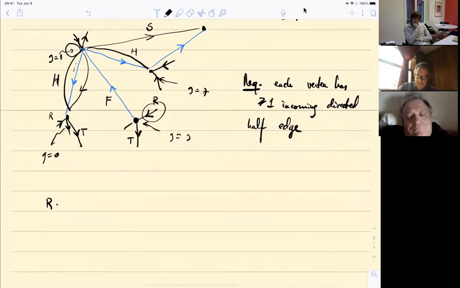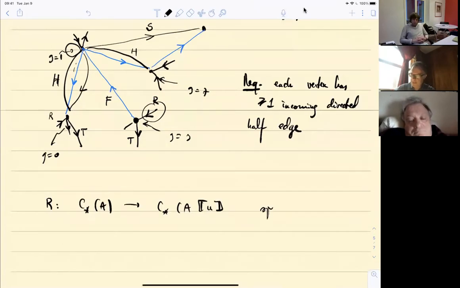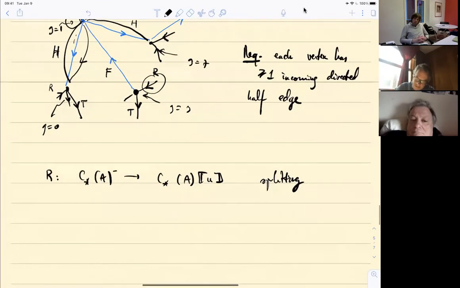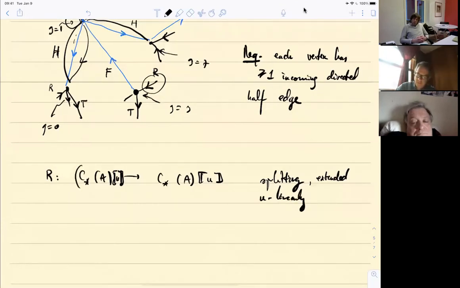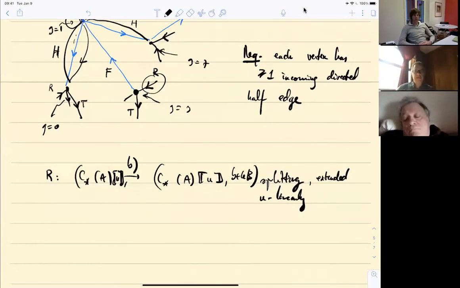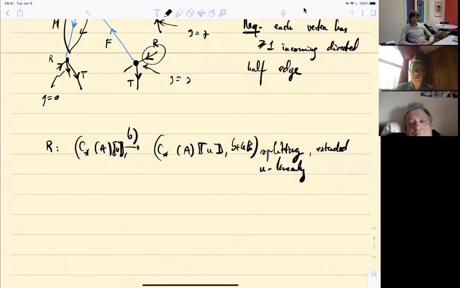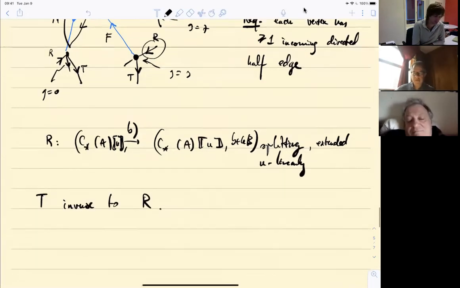So R, first of all, was the splitting. That was the map from chains of A to chains of A double bracket U given by the splitting. Sorry, I take this back. I extended U linearly. So let me put the correct differentials here. This is B plus U. So if I had my original splitting, I can extend it U linearly to get this. Sorry about running out of time. Is it okay if I go another 5 minutes? Okay. T is the inverse map to R. That's not too bad.